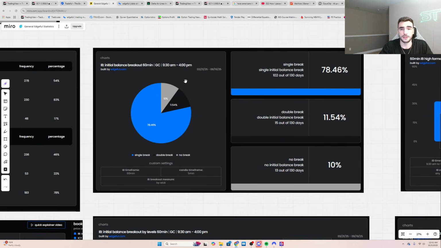The rejection stats on this are bad. What is a rejection stat? That's going to tell you if the high sets first and the low sets second, which side will break, which one is more likely. The rejection stats on GC are bad. They are better on NASDAQ, so I don't know which side is going to break first.